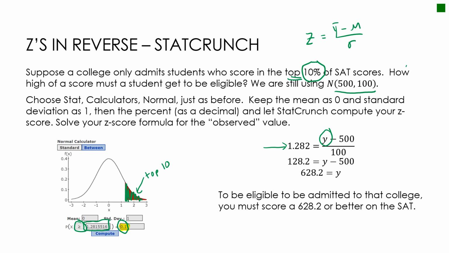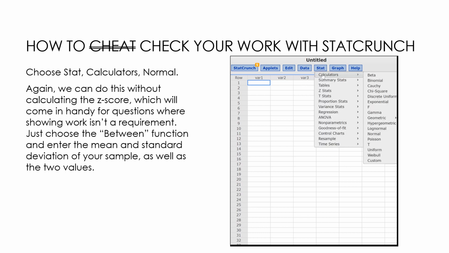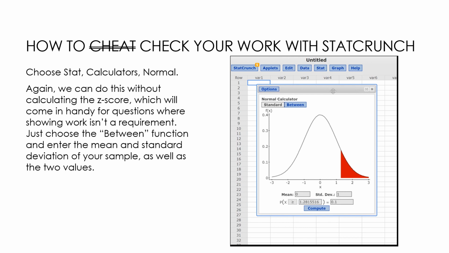So what value must we have on our SAT in order to be in the top 10%? I need to score a 628.2 or better. So the or better comes from the fact that I could be in the top 5% and still be accepted. So again, how would I use StatCrunch to help me? Well, let's first show that if I went to Stat Calculator's normal and I had my 0 and my 1 and I changed this to greater than and I changed this to 0.1, that is how I came up with the value of 1.282 that I used on my last example.